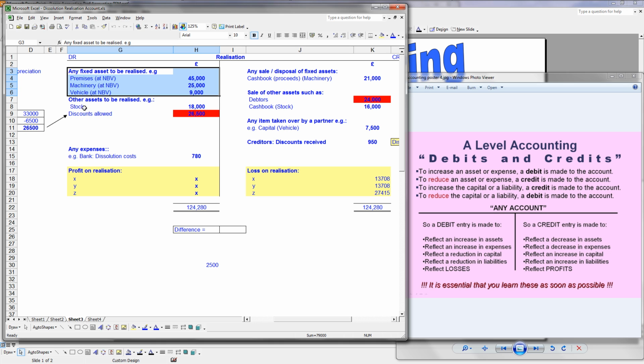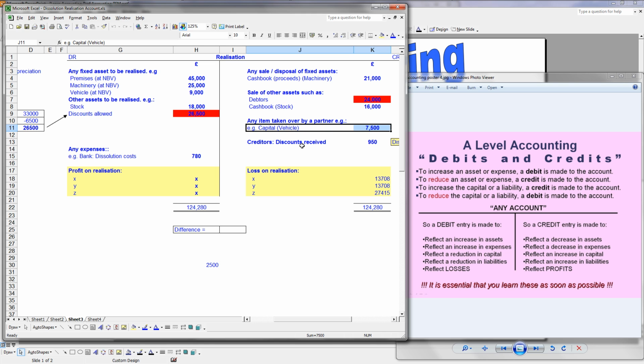You've got capital here. This is the owner taking out a vehicle. Well, that's a decrease of an asset, because remember, the vehicle is shown here. So to remove that vehicle because the partner is taking it out, it's a credit entry in the account. Income, credit: discount received as income. And then lastly, the profit or loss.